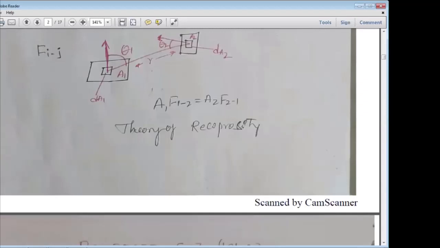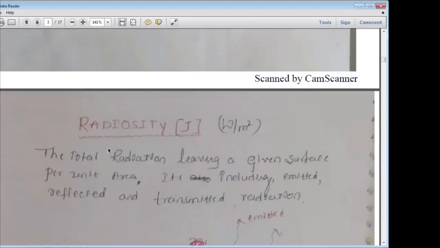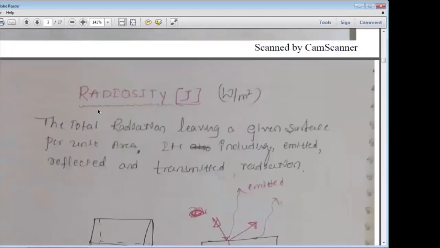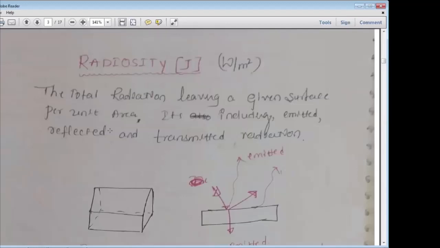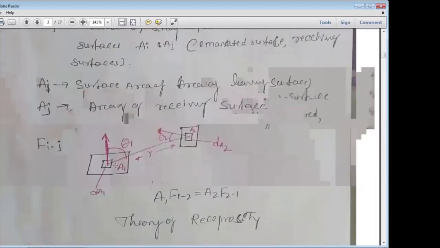Okay. So Sakib, can you hear my voice? Yes, sir. Done. You understood what the shape factor or view factor is, Sakib? Yes, sir.